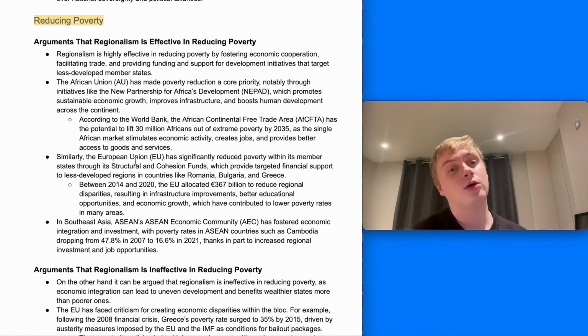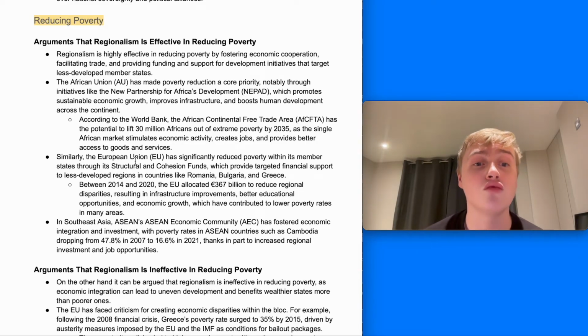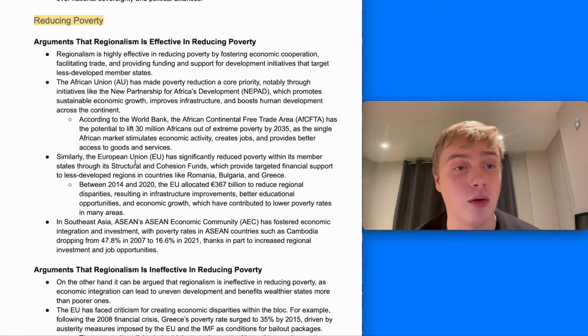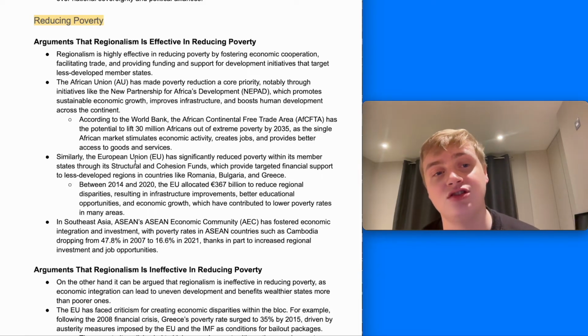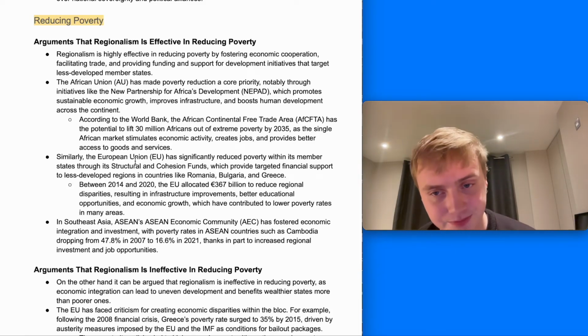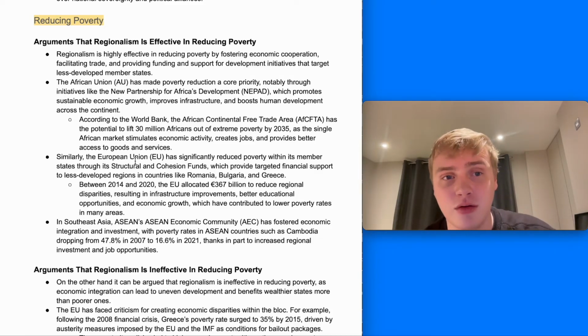The next key global challenge then is reducing poverty. On the one hand, regional organisations can be seen as really effective in reducing poverty by fostering economic cooperation, facilitating trade, and providing funding targeting less developed member states to improve their rates of poverty or decrease their rates of poverty.